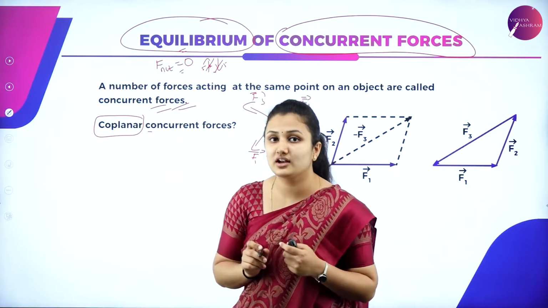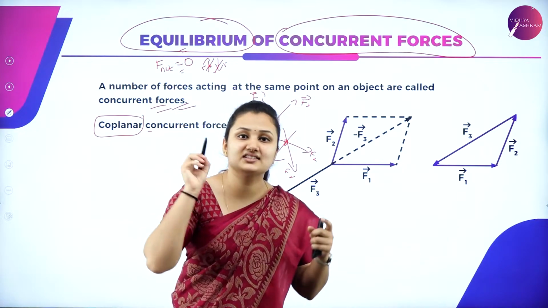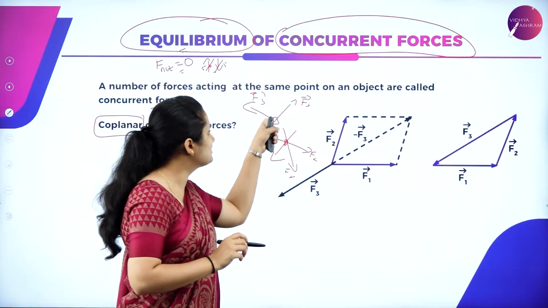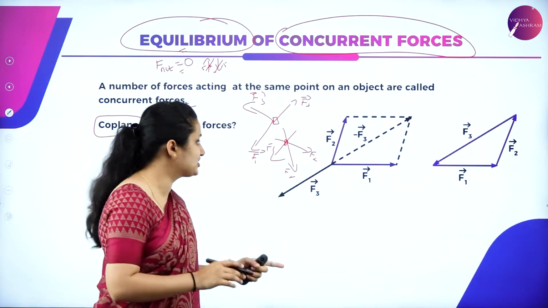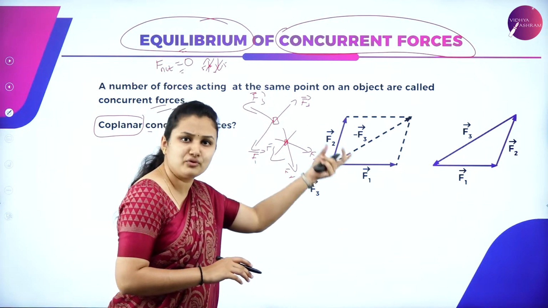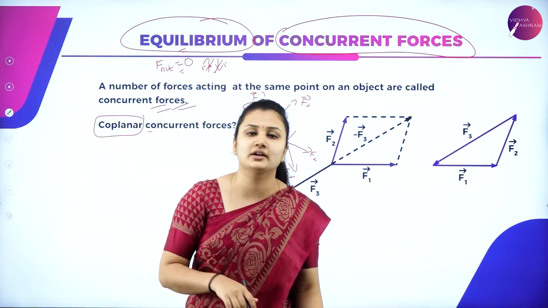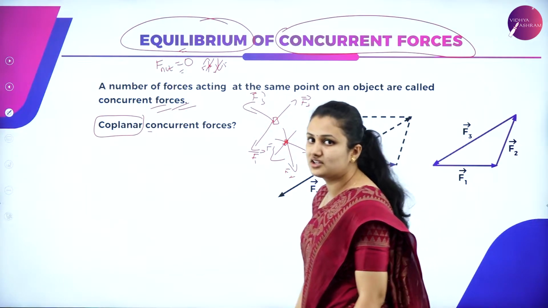So what are concurrent forces? The forces which are acting at the same point of an object. The number of forces acting at the same point of the object. In a concurrent force system, one, two, three or more forces pass through a common point, and we call it a concurrent force system.